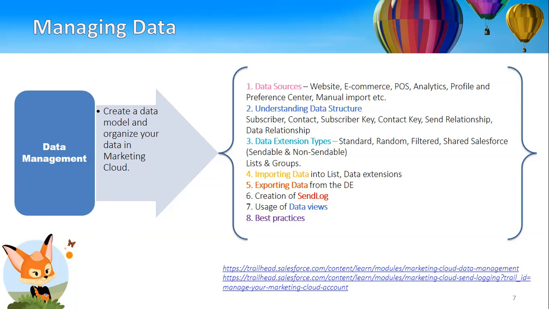All these things are some of the data sources from where you can think of data as being injected into Marketing Cloud. And next is understanding data structure. You need to understand the data structure that is currently in place, like the standard data structure that Marketing Cloud is using. And you can just grab a paper and pen and jot down all the unique identifiers that you already have in your system.